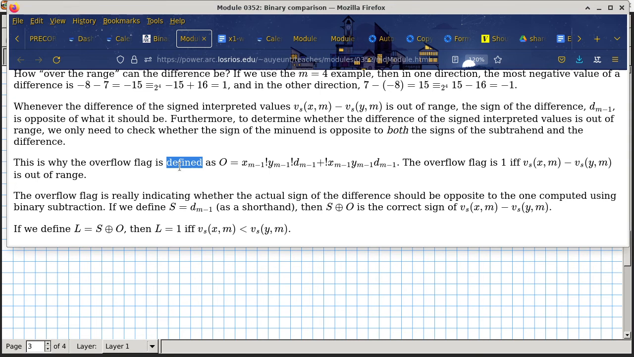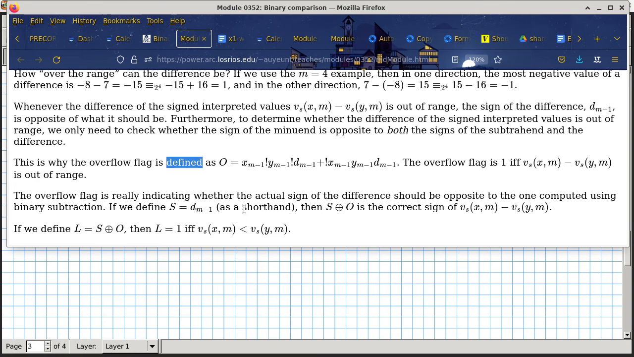Okay. So now what is not clear is the sign bit or the S bit. So let's try to figure out where S is defined. Oh, right here. S is defined to be D subscript of M minus 1 as a shorthand. So in other words, what we just call the S flag is simply the sign of the most significant bit of the difference, which is the last row.